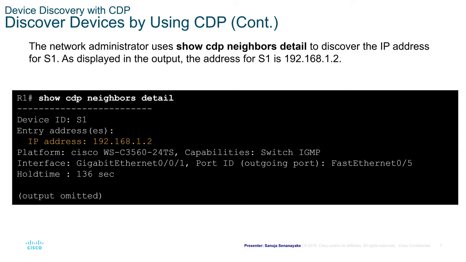So the network administrator uses show CDP neighbors detail to discover the IP address for S1 in that example, the switch one. As displayed in the output, the IP address for S1 is, we know using that command, 192.168.1.2. So how do we know that? Because when you run the show CDP neighbors detail command, it's going to give you the device ID. If there are multiple devices, you're going to have multiple device IDs with the information listed below. In this case, we have a switch one connected to this router R1. And the IP address of that switch one, that port, is 192.168.1.2. We know this because it is listed right here.